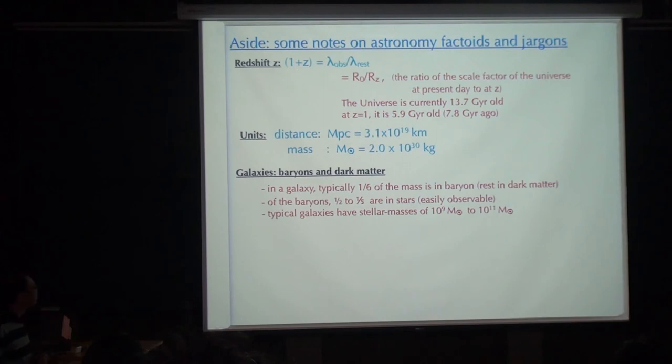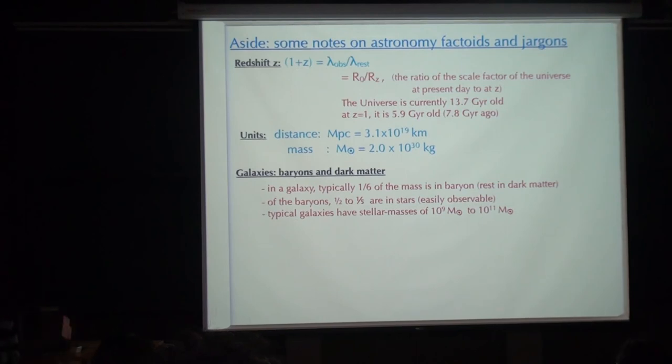So a typical galaxy has a stellar mass, that means mass that is in stars, of typically about 10^9 to 10^11 solar masses. So you can think of it as having a billion to 100 billion stars. There are galaxies that are a lot smaller, and some that are somewhat bigger, but 10^11 is very close to being the biggest galaxy there is, maybe by another factor of 10.